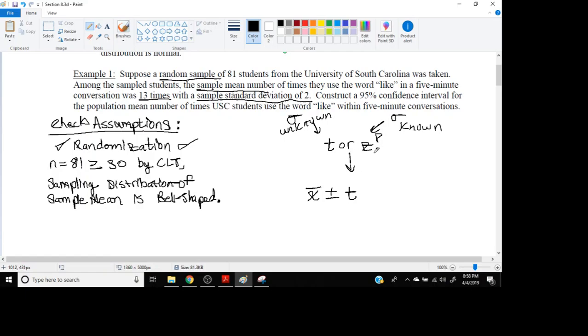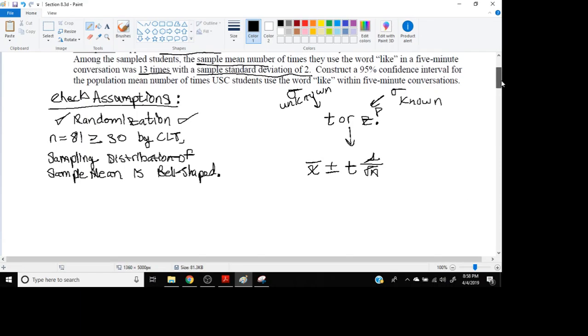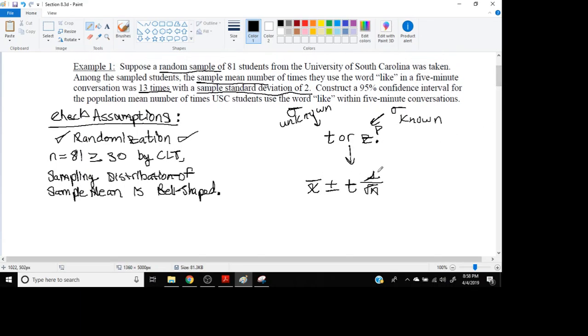as my confidence coefficient instead of a Z. And so the last part of my confidence interval is to multiply this T by the standard error, which, since we don't know sigma, is S divided by the square root of N. Okay? And so we can determine what these values are by using a table and using the information that's in the problem, right? For instance, it's given to us that X bar is 13, S is 2, N is 81.